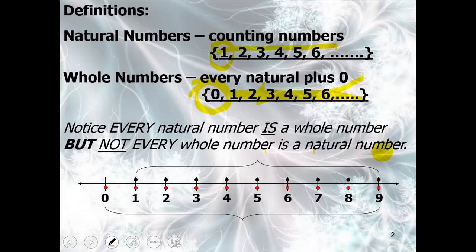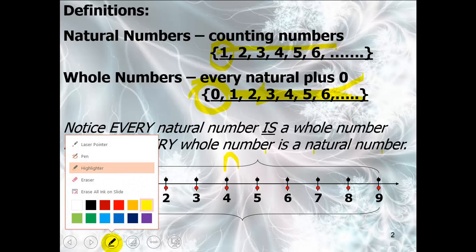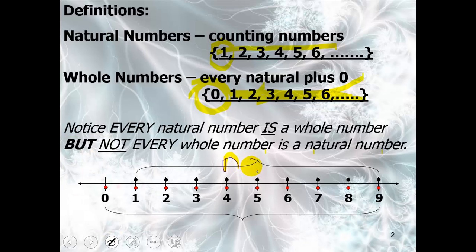On a number line, the natural numbers are these top ones. I'm going to switch to my pen. Natural. Down here are the wholes. Look at how they cross over. The only one that doesn't have a double dot on it is 0. That's because it is only whole. Everything else are both natural and whole. So if you have natural, then you also have a whole number.